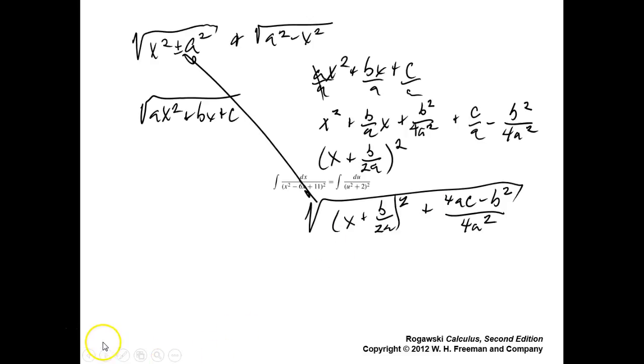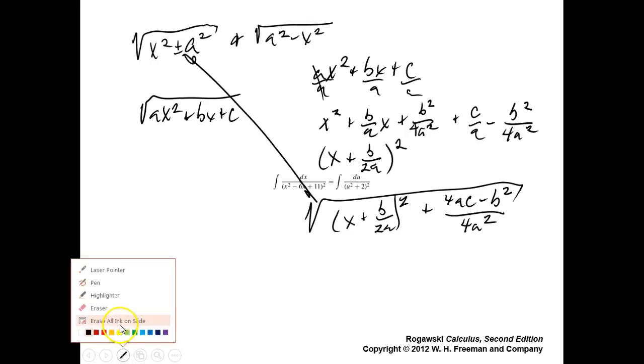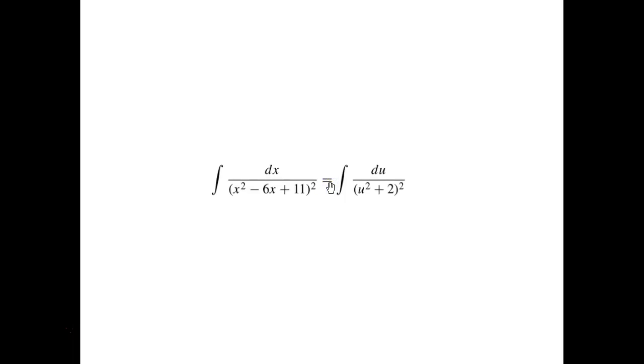So I'm going to erase this stuff, and we'll do example 6. And I believe this is example 6 right here, so what I'll do is zoom in just so you can see it a little more clearly. dx over x squared minus 6x plus 11 squared. Not exactly like what we had before, but it's close enough that we can fiddle with it.